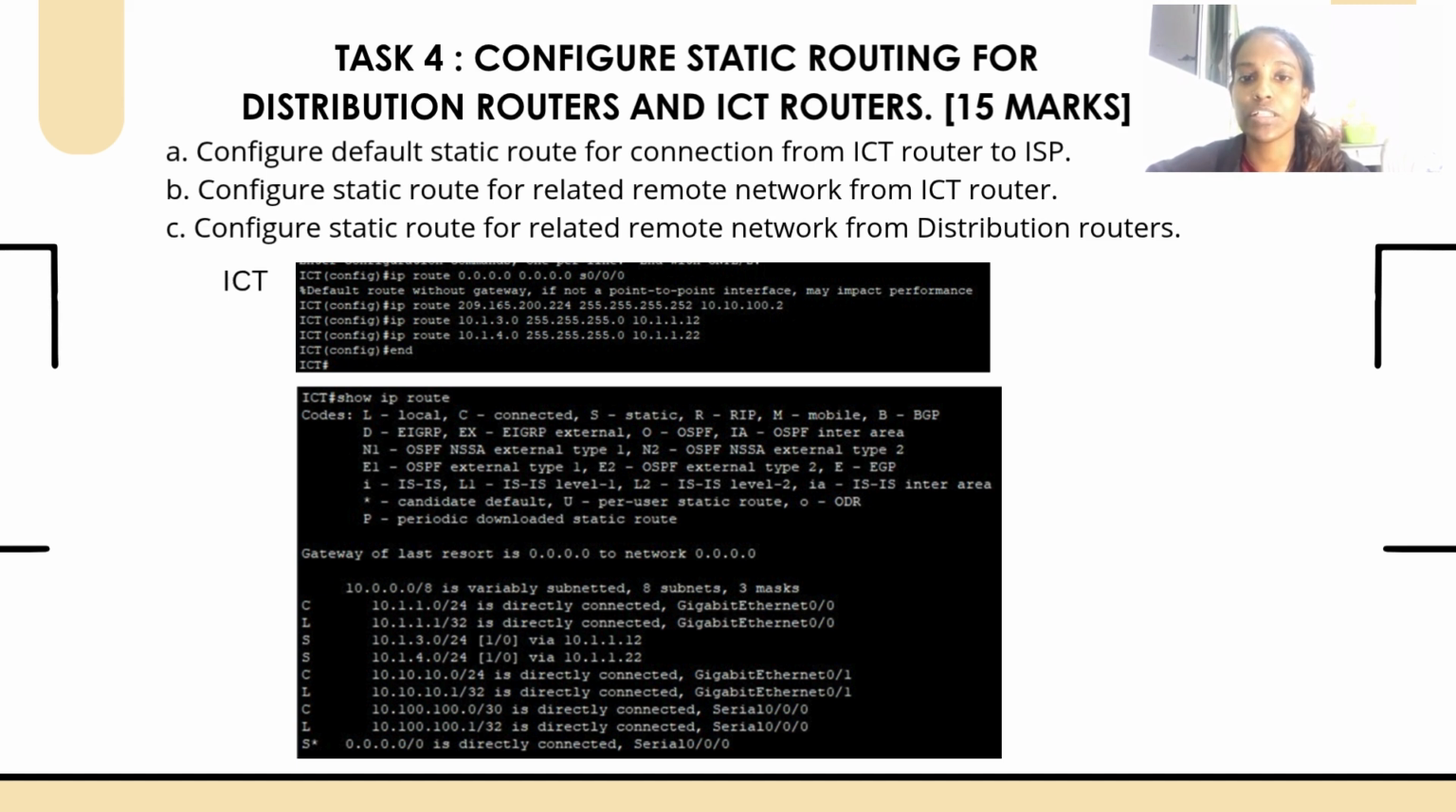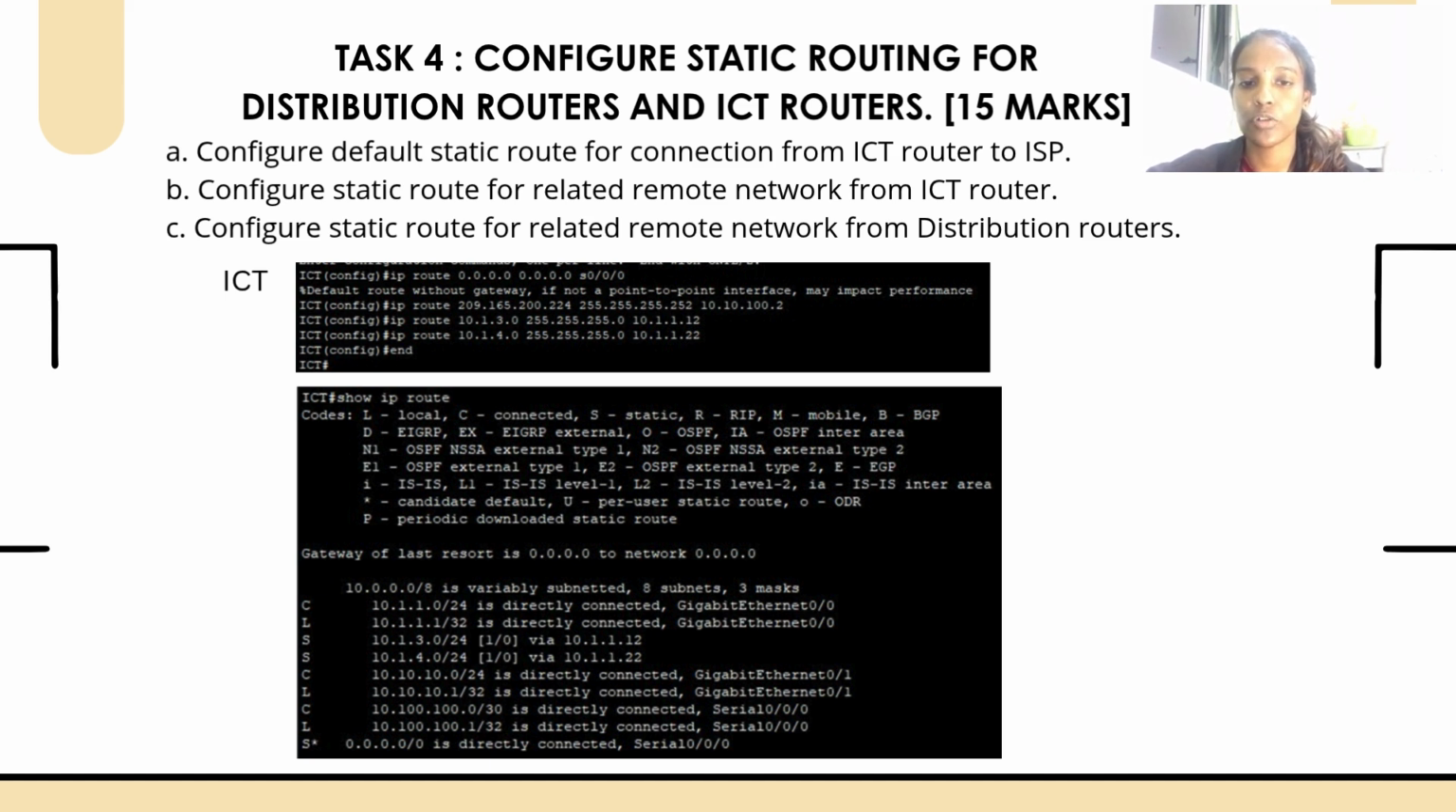For example, to reach the network on floor 1, which uses the IP 10.1.3.0, the command we add is ip route 10.1.3.0. The subnet mask will be 255.255.255.0, 10.1.1.12.